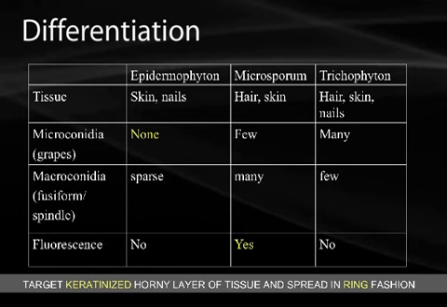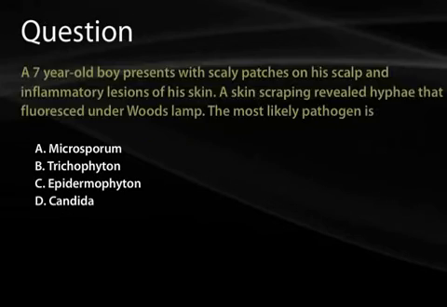Microsporum is important because it will fluoresce, and you can diagnose it with a Wood's lamp. It has a few microconidia, which are shaped like grapes, and many macroconidia. Trichophyton will infect the hair, the skin, and the nails, and it will do all three. It has many microconidia and few macroconidia, and will not autofluoresce. These target the keratinized horny layer of tissue, and they spread in a ring fashion.